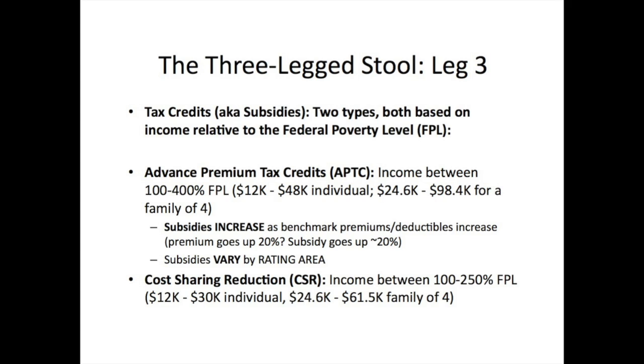Cost-sharing reductions, or CSR payments, are only offered to those who enroll in a silver exchange policy whose incomes range from 100 to 250% of the poverty line, or about $30,000 for an individual. These help cut down on deductibles and copays for lower-income enrollees.